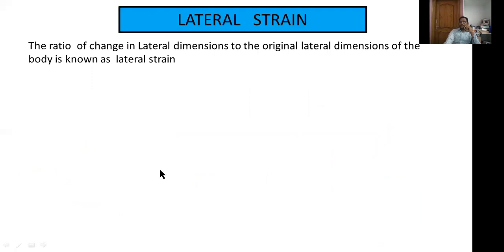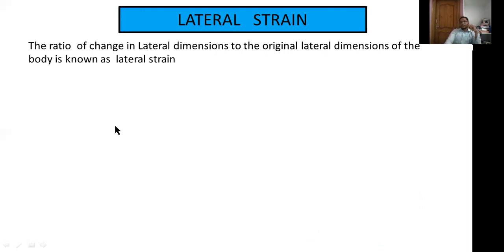Now lateral strain. The ratio of change in lateral dimensions to the original lateral dimensions of the body is known as lateral strain. The formula is the same for all strains: strain equals change in dimension by original dimension. Lateral dimensions means dimensions other than length.